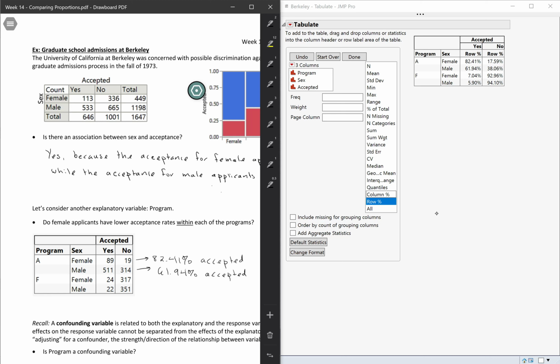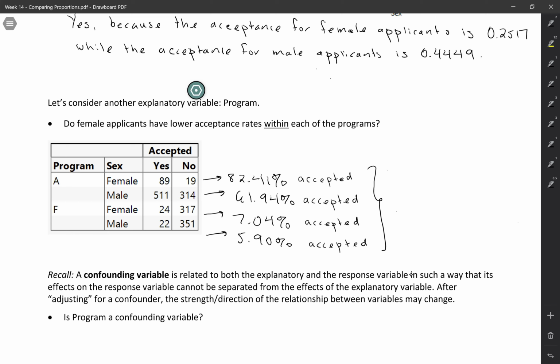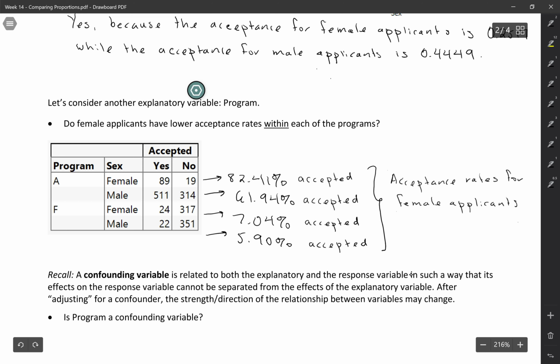And let's do the same thing for program F. So program F female, 7.04% were accepted, and for program F male, 5.90% were accepted. So it's not just program A, it looks like the same trend is holding up in program F too, right? That the acceptance rates for female applicants are actually higher than for male applicants. Acceptance rates for female applicants are higher, and that's in both programs, in A and in F.